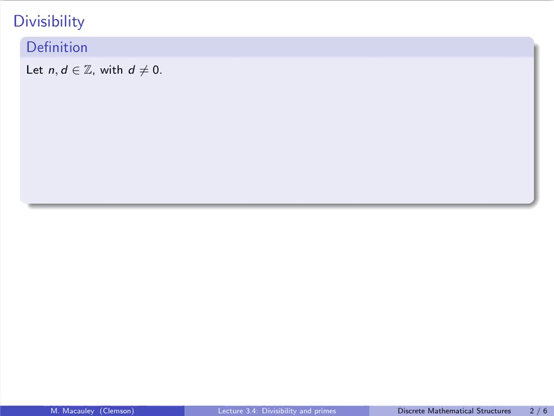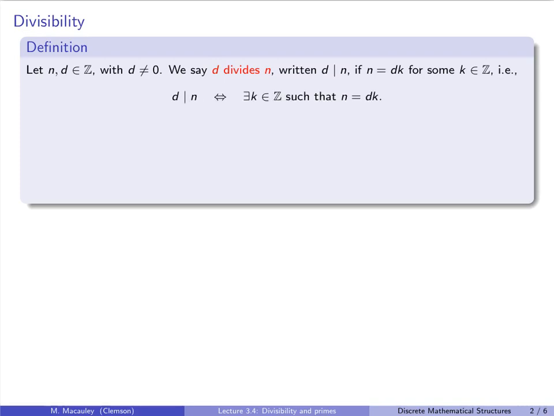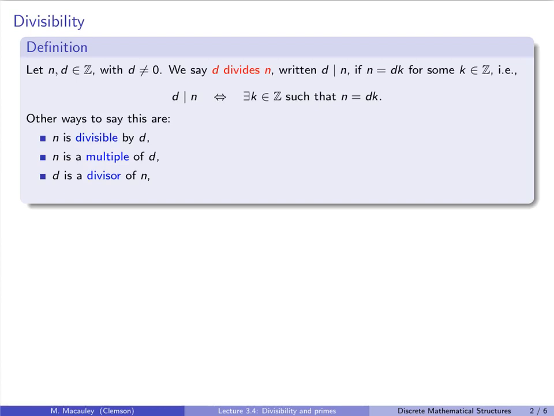Suppose n and d are integers and d is non-zero. We say that d divides n, and we write this by putting a vertical bar between the d and the n, if n equals d times k for some integer k. In other words, d divides n if and only if there exists a k, an integer, such that n equals dk. Other ways to say this, which you're probably familiar with, are: n is divisible by d, n is a multiple of d, d is a divisor of n, and d is a factor of n.